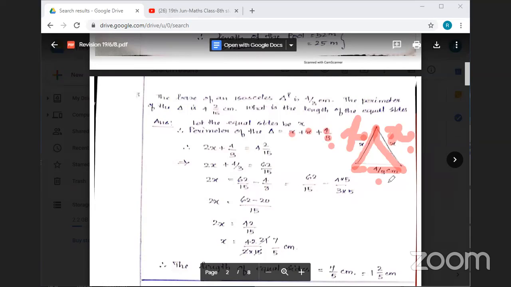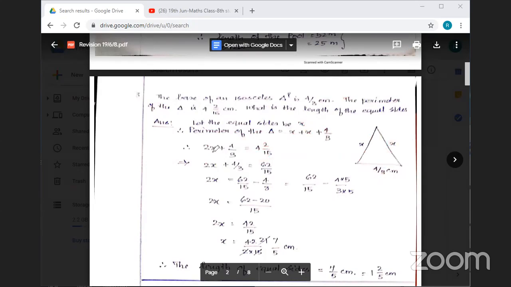Any doubt in this? Therefore, x plus x is 2x, plus 4 by 3 is equal to 4 2 by 15. From where did we get this answer? It is given in the question as the perimeter of the triangle, 4 2 by 15, the sum of the three sides. Any doubt in this?